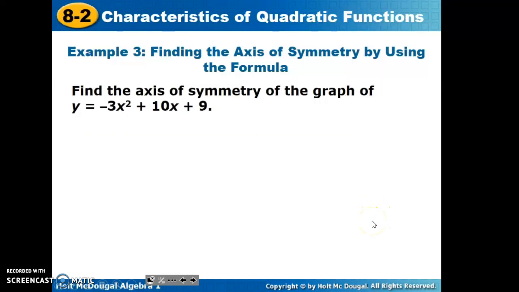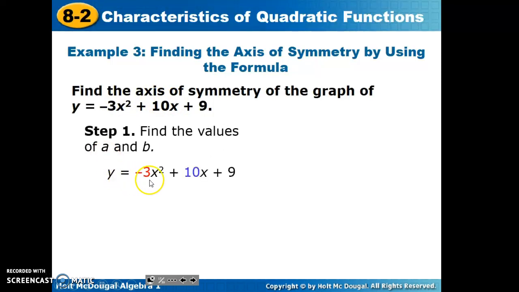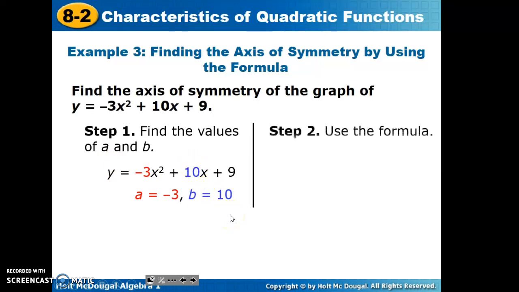So we're going to use that formula right now. Finding the axis of symmetry, we're going to take negative 3x squared plus 10x plus 9. Step 1, find the values of a and b. We know that a is negative 3 and b is positive 10. Use the formula. We should always write down our formula so that we can see that we are inputting values correctly. We're going to replace b with 10, a with negative 3, and do our computation.